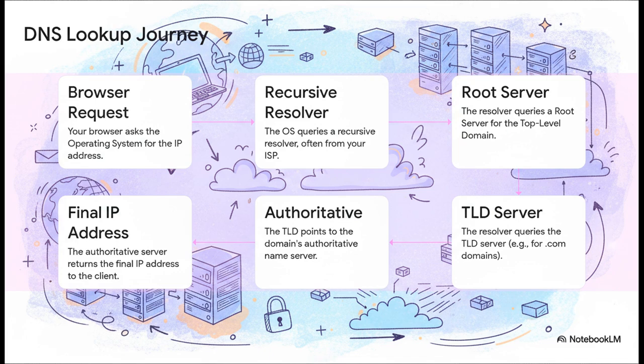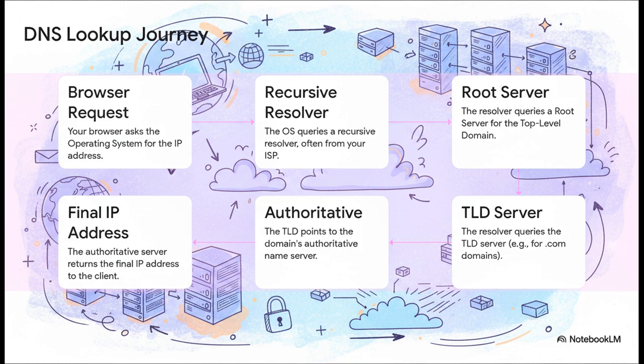It's this incredibly fast chain of questions. First, your computer asks a local resolver, which then goes on a little hunt. It asks a root server, hey, where are the .com servers? Then it goes to the .com server and asks, okay, where is the server for example.com? And finally, that server, the authoritative one, gives the final IP address. It sounds kind of complicated, but this all happens in milliseconds, mostly because of some really clever caching at every single step.